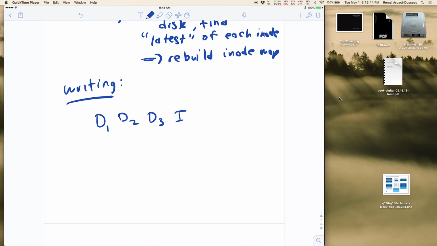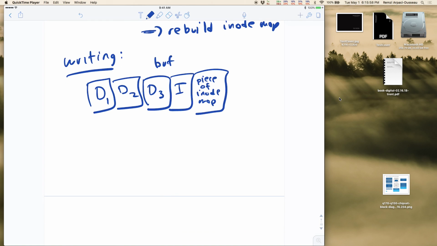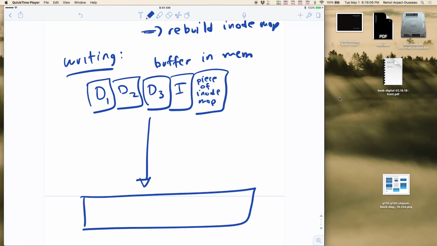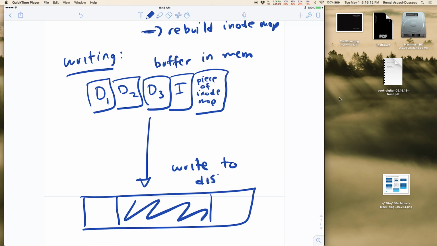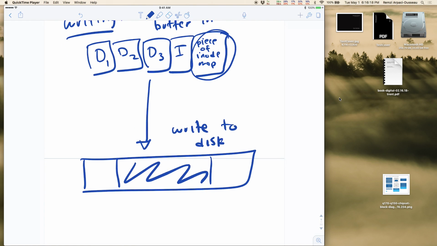And then what we're going to do is write out a piece of the inode map along with this memory segment. So this is what we buffer in memory. Then we're going to commit this all to the disk at once. So here's our disk, and we're going to commit this down here. But we still have a problem, which is we don't know how to find pieces of the inode map because they're now scattered throughout the entire disk.